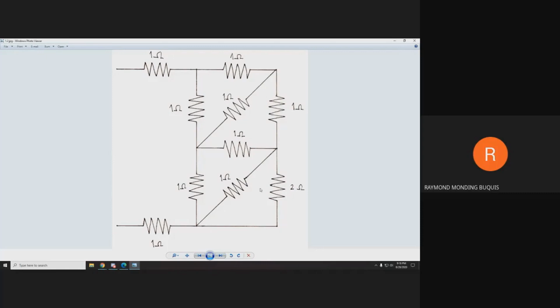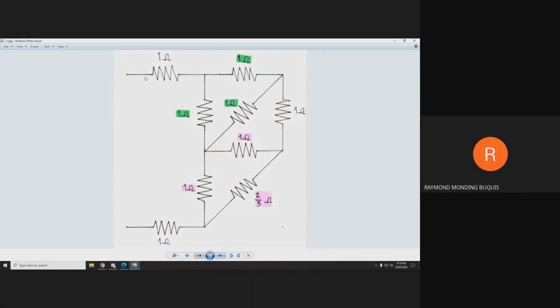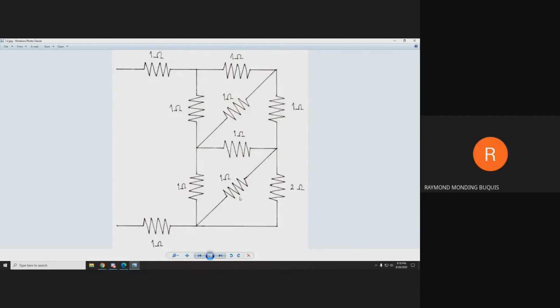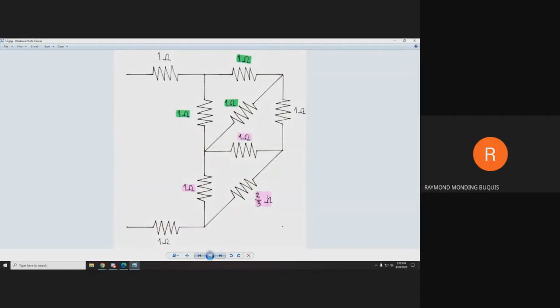We can see that these two resistors are in parallel. By combining the two resistors, we can make one resistor, and that results in this image. In this image, these two resistors resulted in 2/3. After that, we will perform a transformation of delta to Y.